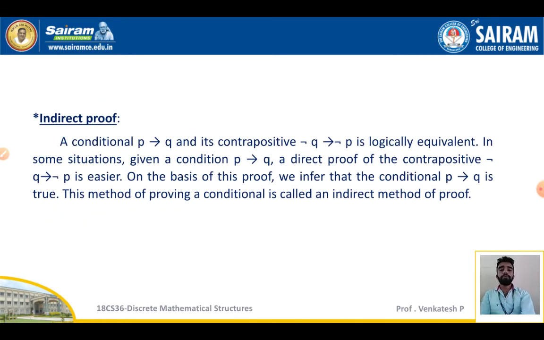Second one is indirect proof. In this indirect proof, we know that a conditional statement if P then Q and its contrapositive statement if negation Q then negation P are logically equivalent. So in some situations, given a conditional if P then Q, a direct proof of the contrapositive, negation Q implies negation P, is easier. So I'm going to give a direct proof of the contrapositive statement, negation Q implies negation P, and I'm going to conclude that if P then Q is a true statement. This method of proving a conditional is called an indirect method of proof.